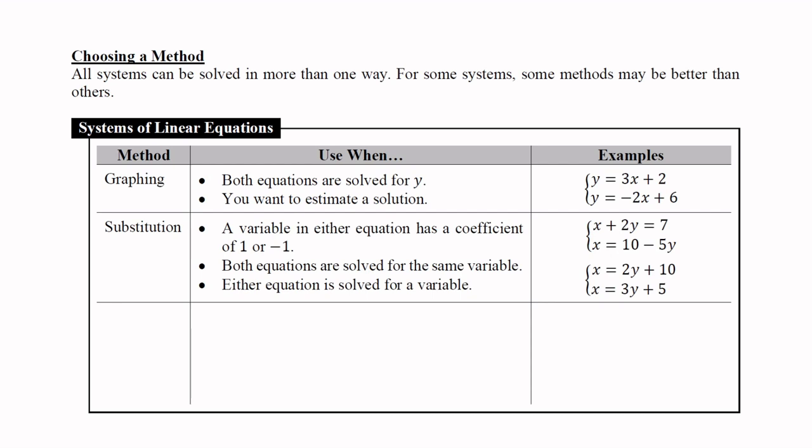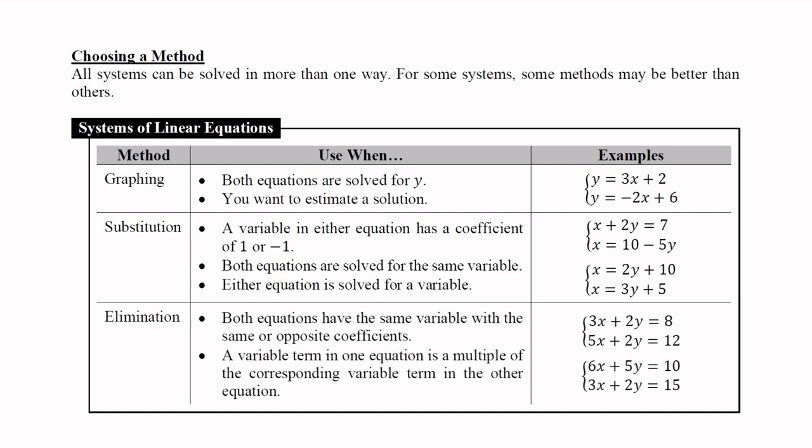If a variable in either equation has a coefficient of 1 or -1, substitution is a good way to go. If both equations are solved for the same variable, or either equation is solved for a variable. So if you have a variable that's isolated, like an x by itself or a y by itself, then substitution may be a good way to go.